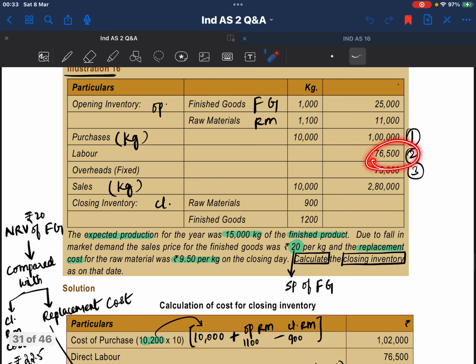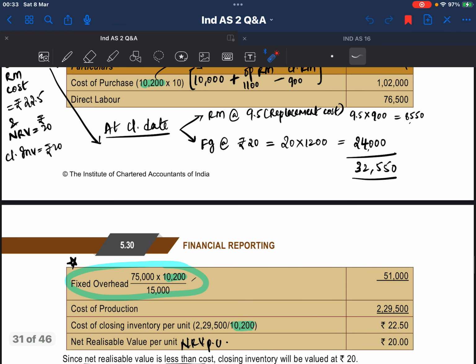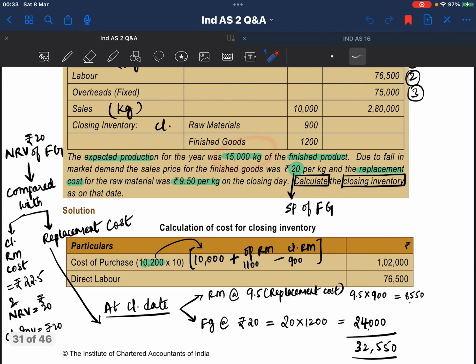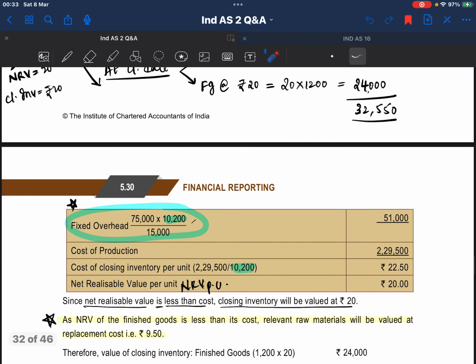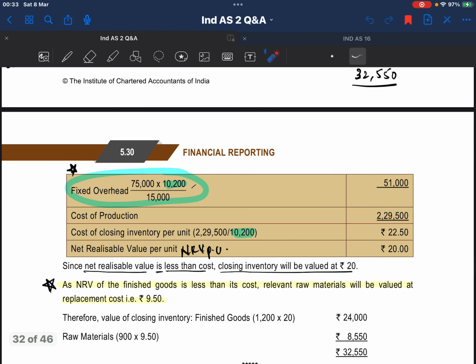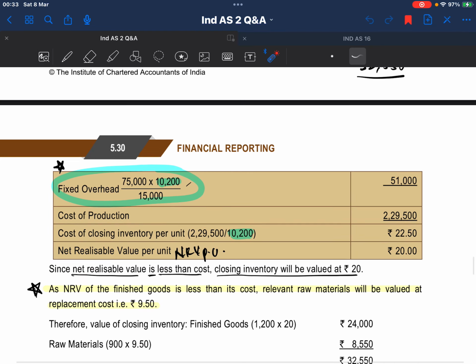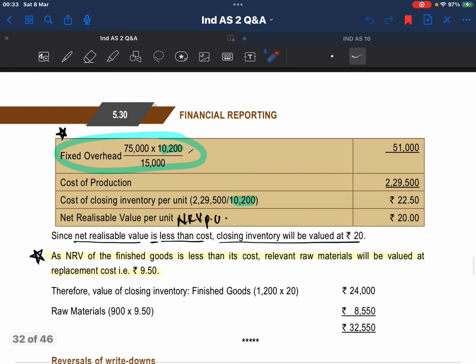Direct labor given in the question is 76,500, and for fixed overhead absorption, 75,000 divided by total finished product 15,000 into 10,200, which is the purchase units, gives 51,200. Cost of production, the total is taken. This total is divided by 10,200, giving 22.5, and NRV is 20. Since NRV is less than the cost, closing inventory will be rupees 20. As NRV of the finished goods is less than its cost, relevant raw material will be valued at replacement cost of 9.5.